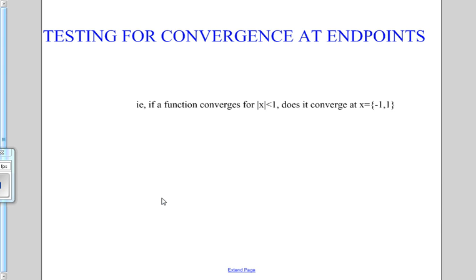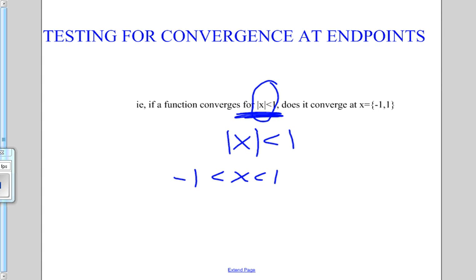All right, today we're going to round out our understanding of convergence. What we've been doing is talking about when a function converges for what values of x. For example, we've said for values of x between -1 and 1, in other words, if a function converges for the absolute value of x less than 1, we want to know a little bit more about its convergence. In other words, we want to know where it will converge at the endpoints.